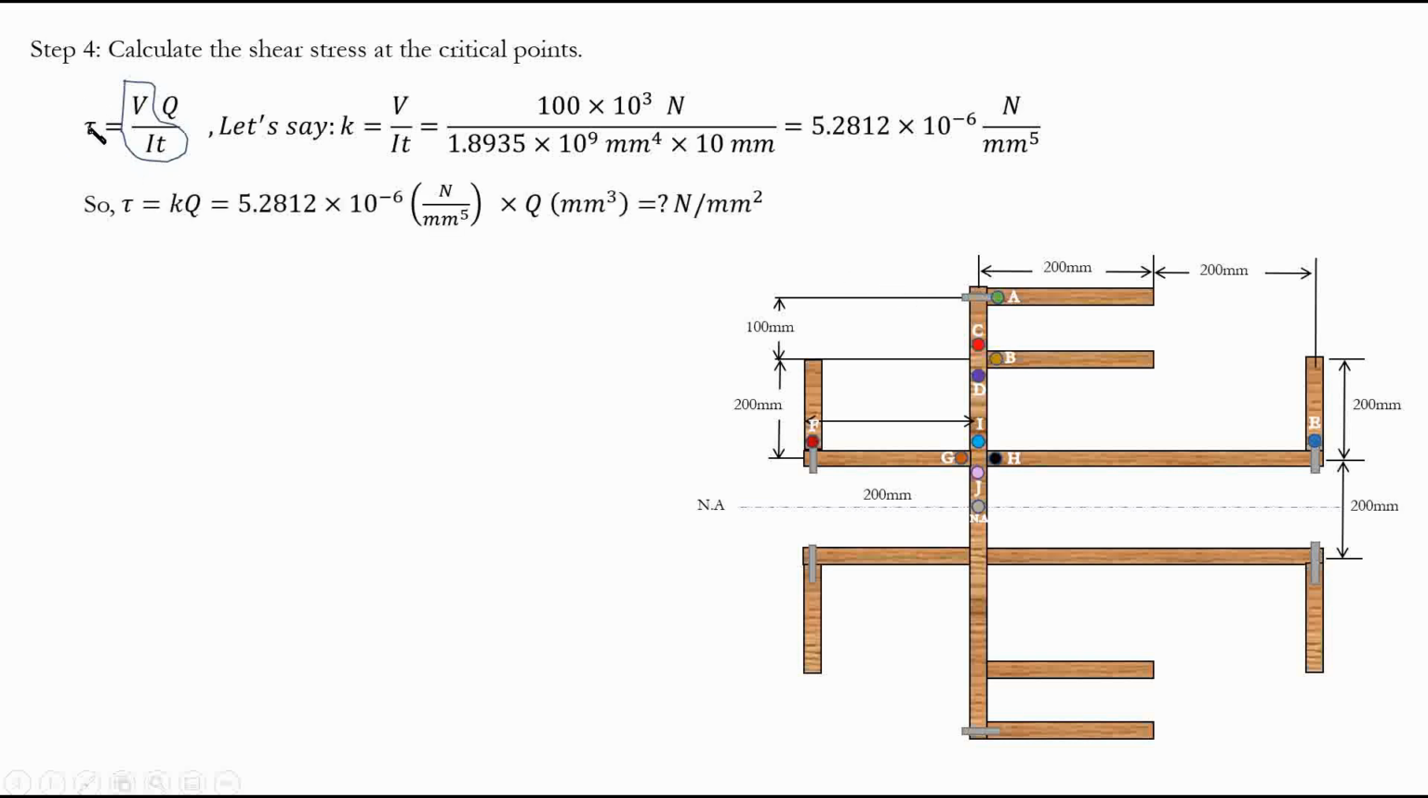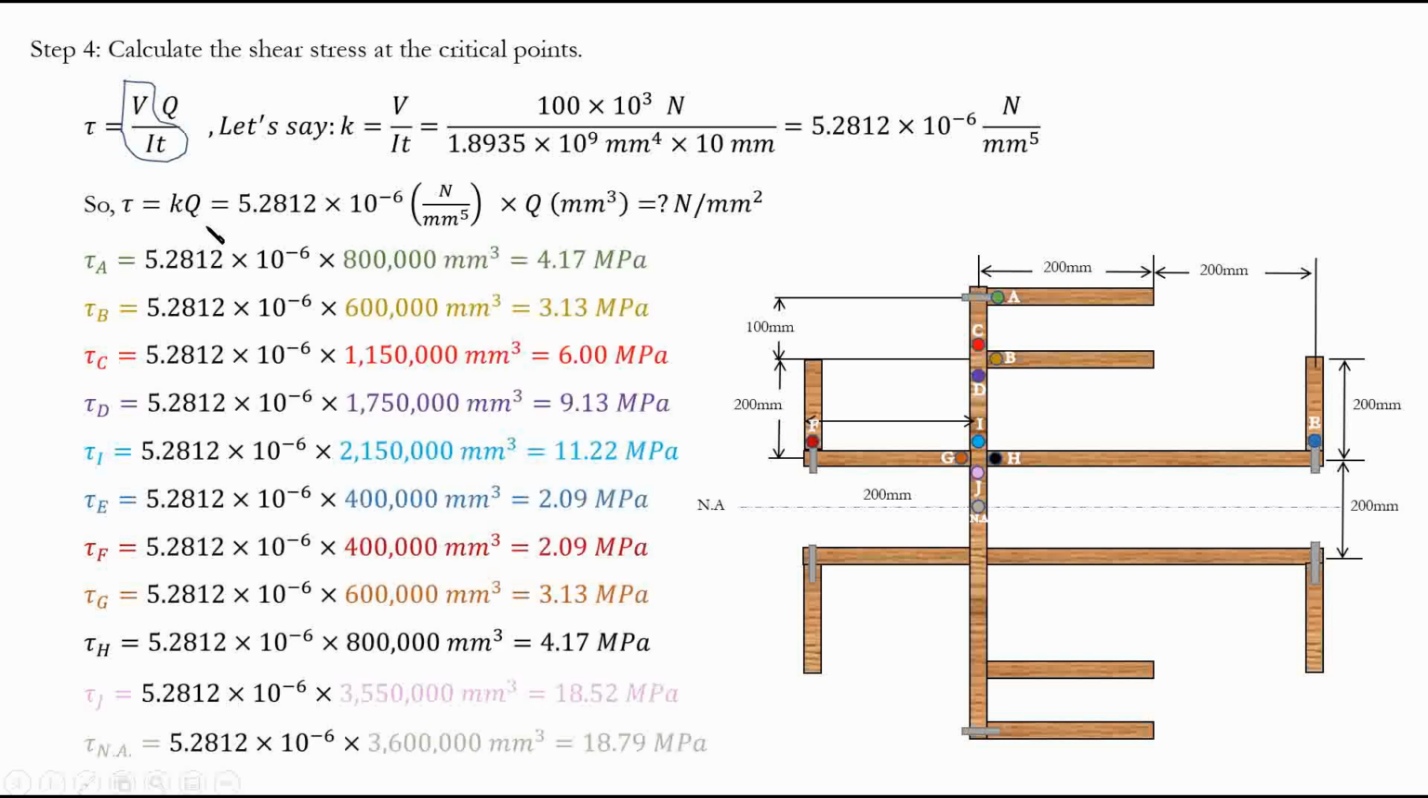What do we mean by that? We can write tau is equal to K multiplied by Q. Why? Because K is equal to V over IT, right? We just assigned this V over IT to our K value. So tau is equal to K multiplied by Q, and this K value is constant for all of the calculations, multiplied by the Q. And the Q values are the values we just calculated on the previous page. Knowing all of those, just multiply those values, and you will end up with the stress values at each of these critical points.